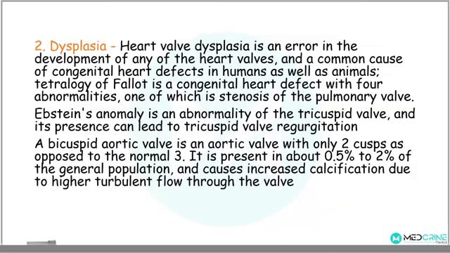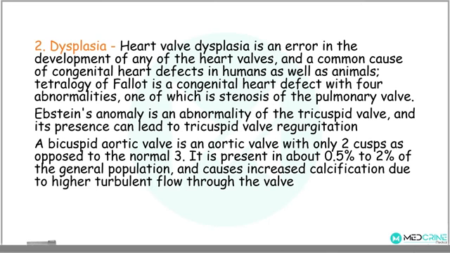The second cause is dysplasia. Heart valve dysplasia is an error in the development of any heart valves and the common cause of these congenital defects in humans as well as in animals. A tetralogy of Fallot is a congenital heart defect with 4 abnormalities, one of which is a stenosis of the pulmonary valve. In Ebstein's anomaly, the tricuspid valve is malformed, which can lead to a tricuspid valve regurgitation.